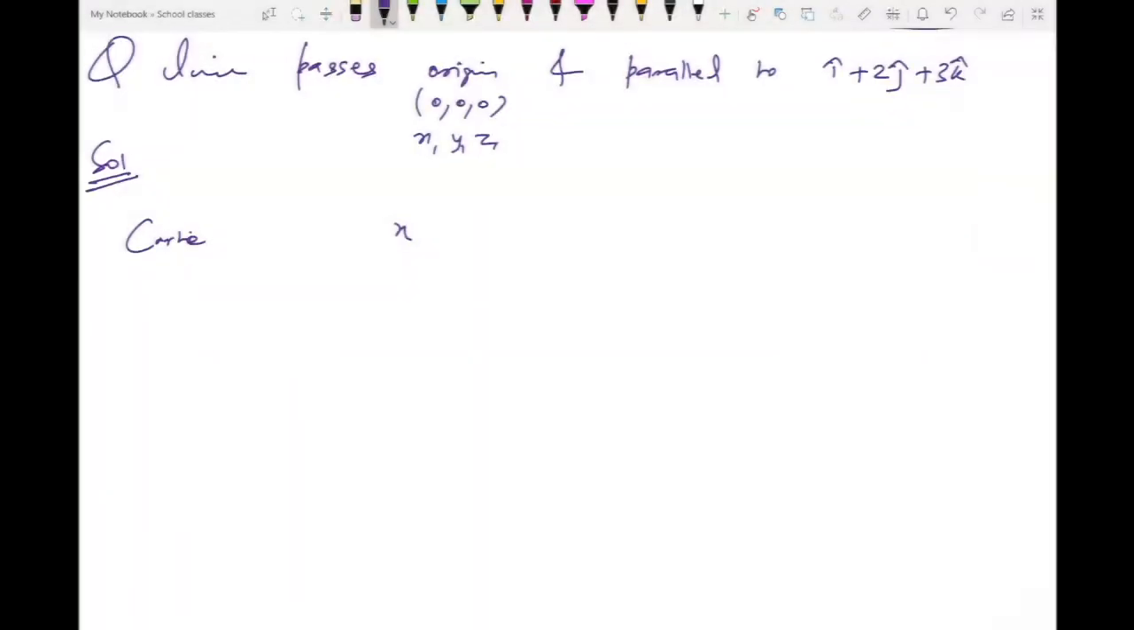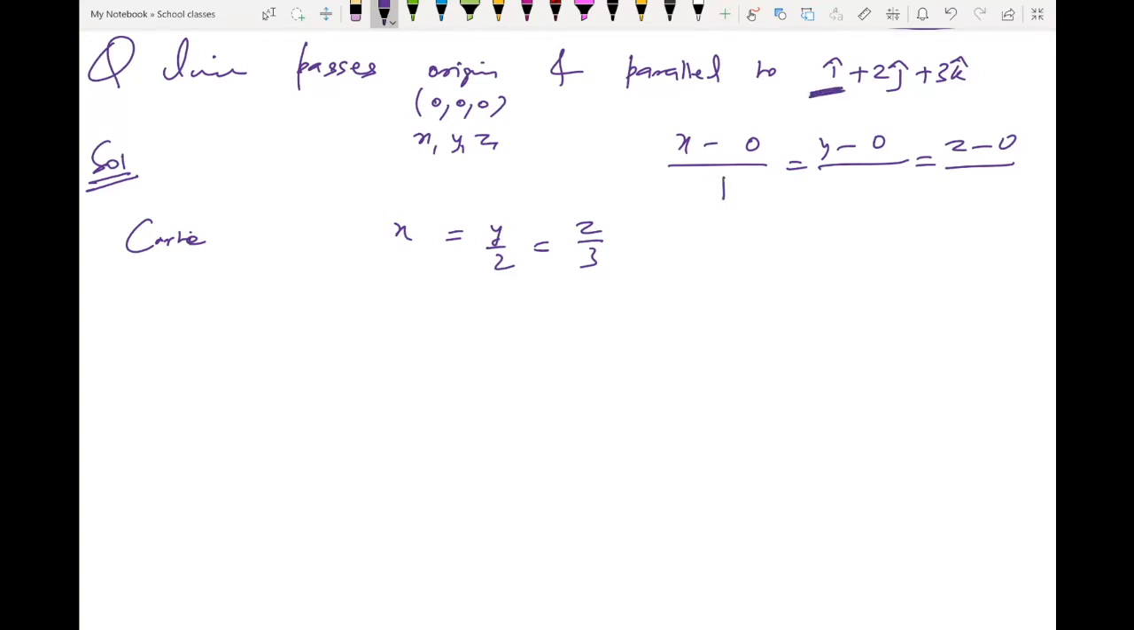x equals y upon 2 equals z. See what he has done. He is writing x minus x1, y minus y1, and z minus z1. But here x1, y1, z1 is 0. And then b1, b2, b3: b1 is the coefficient of i cap, which is 1. b2 is the coefficient of j cap, which is 2 here. And this is 3. So just simplify it. We will get x equals y by 2 equals z by 3. And you can write lambda here also. That is not a problem. So this is the Cartesian form.